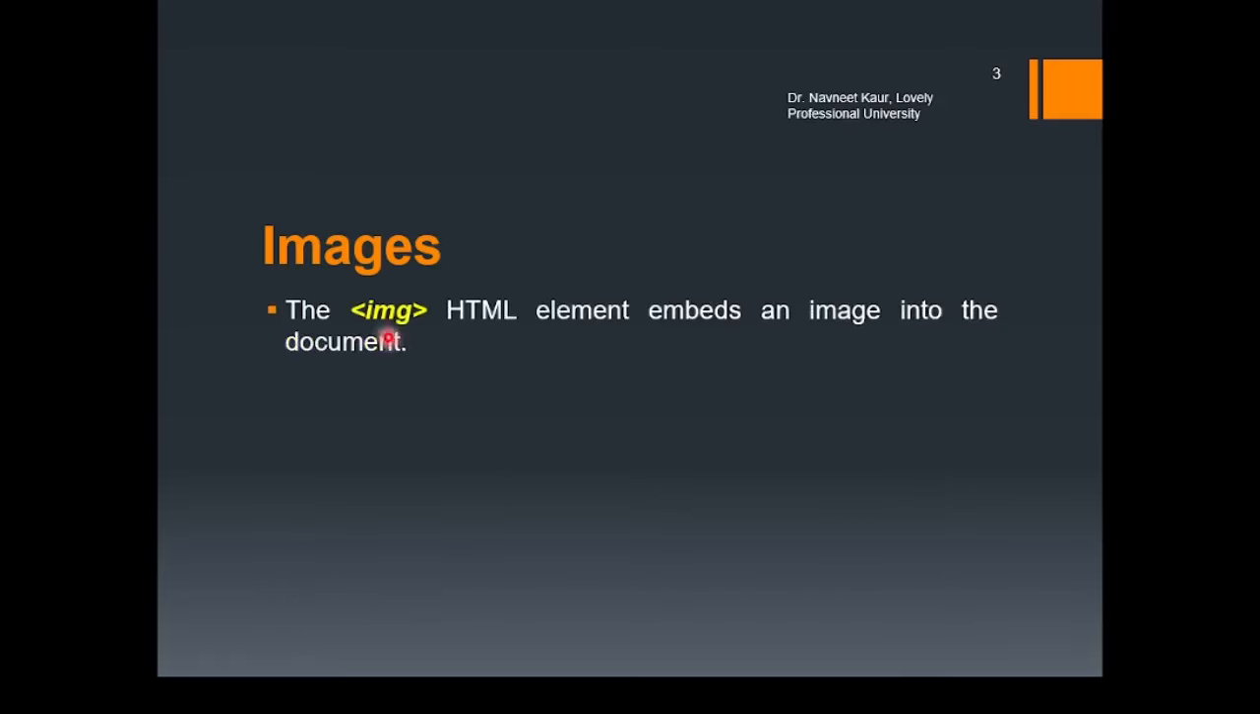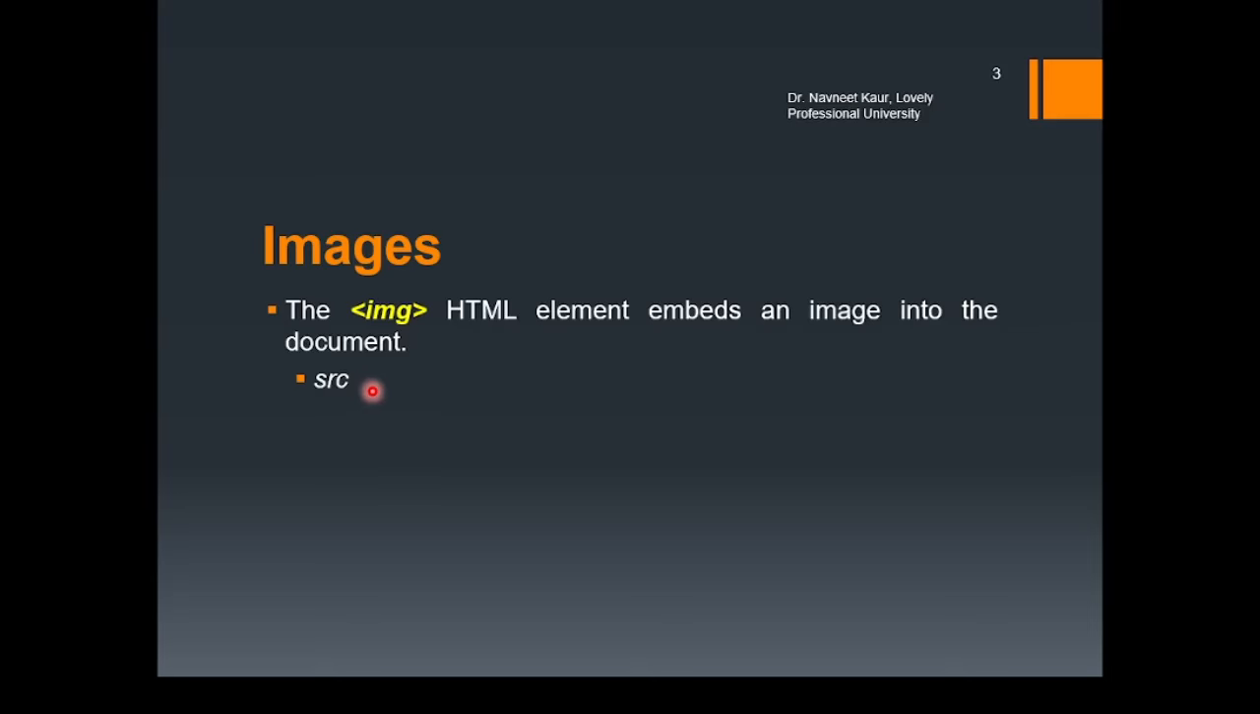That can be done using the img element or the img tag, which can embed an image into your document. So if you want to show an image on the web page, you will always have to insert an img tag in your HTML file. But using only the img tag is not enough, as it consists of certain important attributes. The first attribute, and the most important one, is src.